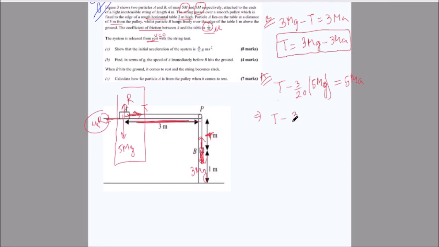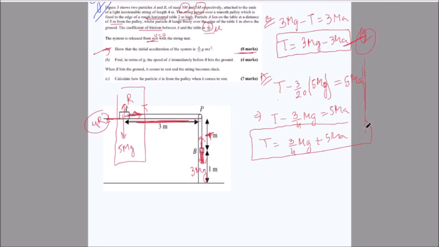3 by 4. So from here I am getting the second equation: 3 by 4 mg plus 5 ma. Okay, so that's the two equations for particle A and particle B. We are solving part A, which carries 8 marks. Finding the first equation gets you 2 marks. Solving this to get the second equation, you get 2 marks from the second part, so already 4 marks. Next you just need to solve this and get the value for A.